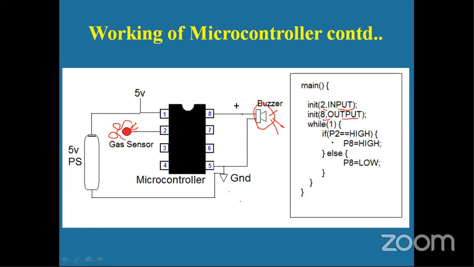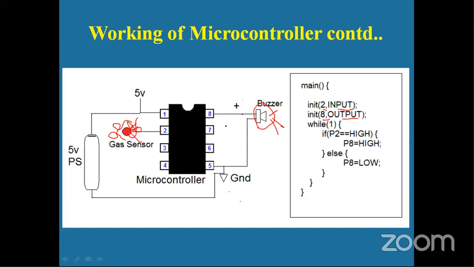When will P2 be high? P2 will be high only if there is gas present around it. If there is gas present around the gas sensor, P2 will be high, of course, because the output pin of the sensor will be plus 5 volts, and the P2 pin will be high only when there is gas present around the gas sensor. If P2 is high, then put a high signal on pin number 8.